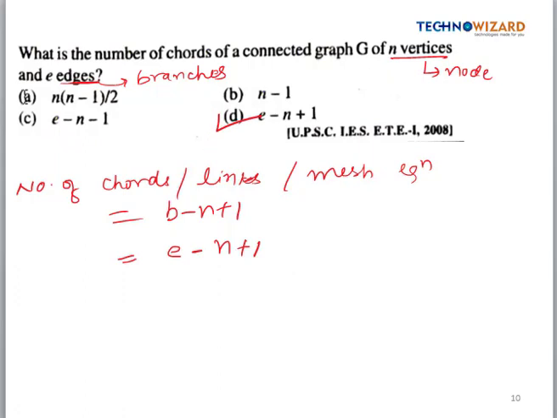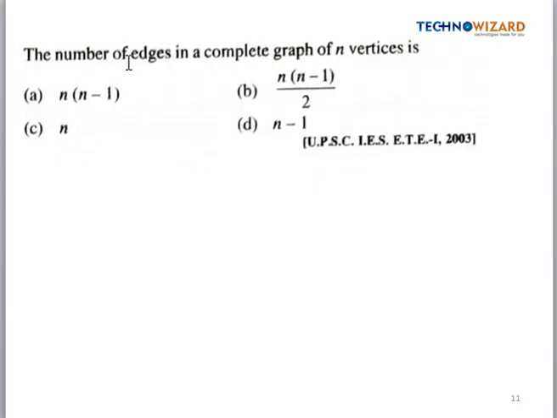Now the next question is, the number of edges in a complete graph of n vertices is. Basically, if we have to calculate the total number of branches present in a graph, it is given by n into n minus 1 by 2. So option D is correct.